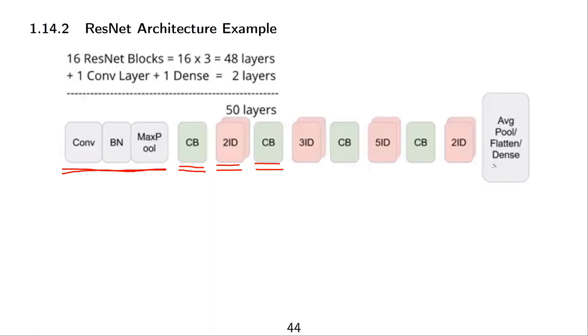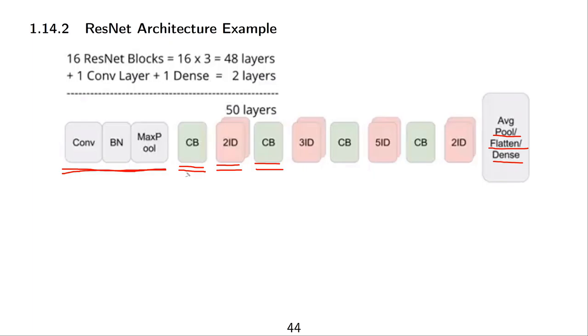Now, what we see at the end is we have some flattening going on here, and then we also have a dense layer. This average pooling is also used to reduce the resolution. As we said before, each ResNet block consists of three traditional layers. And one layer here, we count the convolution, the batch normalization, and the nonlinearity.